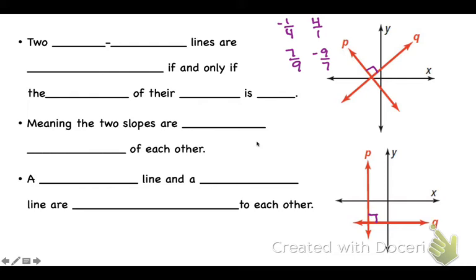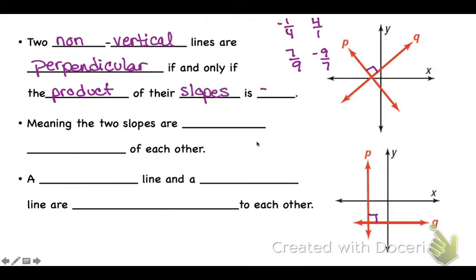So what perpendicular have to be is: two non-vertical lines are perpendicular if and only if the product, what's product mean? Multiplication of their slopes is -1.